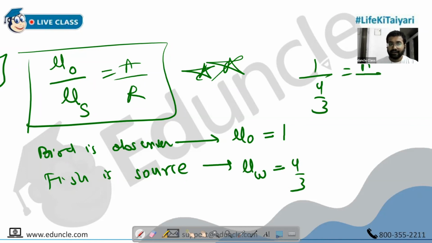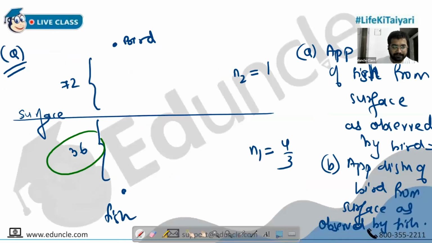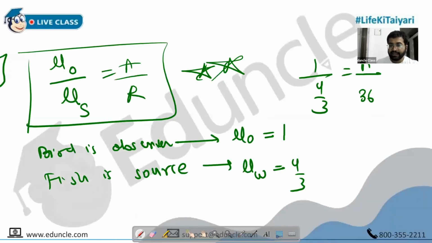Now listen. So this is what? Real distance of what? Real distance of source, like the object that you are observing. What is the real distance of the object, people? 36. You are observing fish. What is the real distance of fish? 36. Any doubts, anyone? Please ask me right now. All good? Yes, sir. Okay.